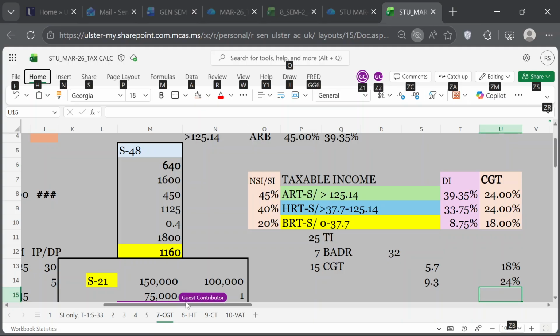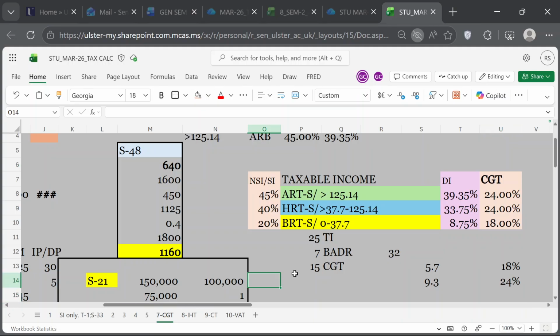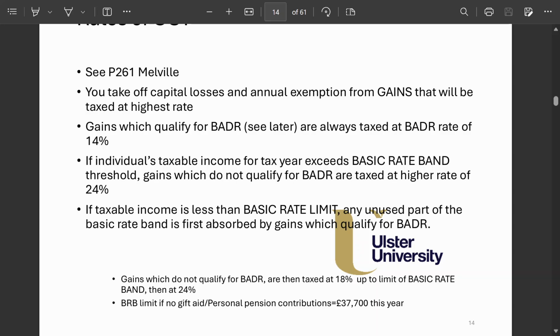Whoever's got this thing open here, please close it. Don't have this thing running in the class when I'm here.